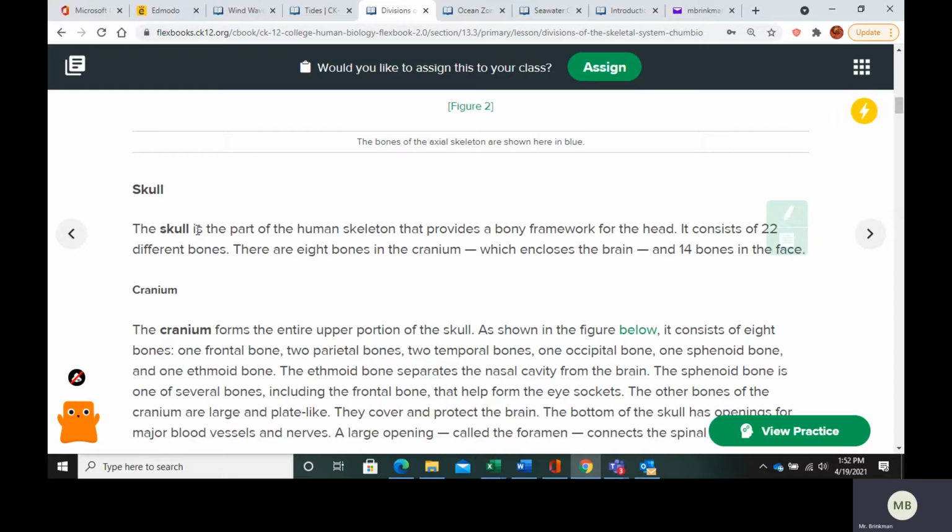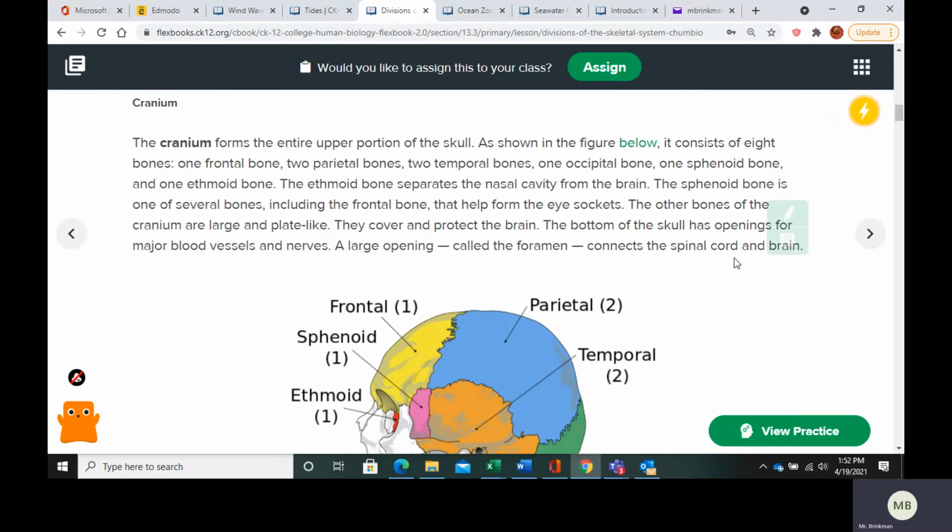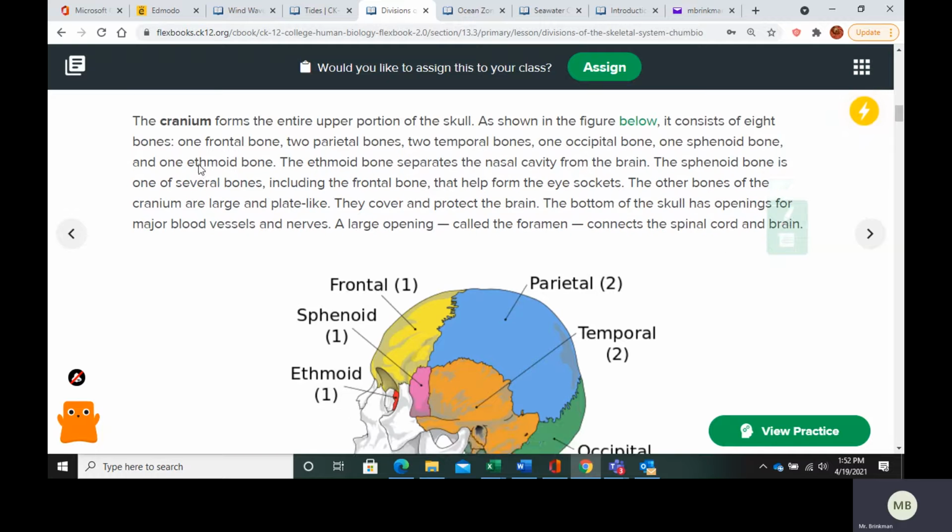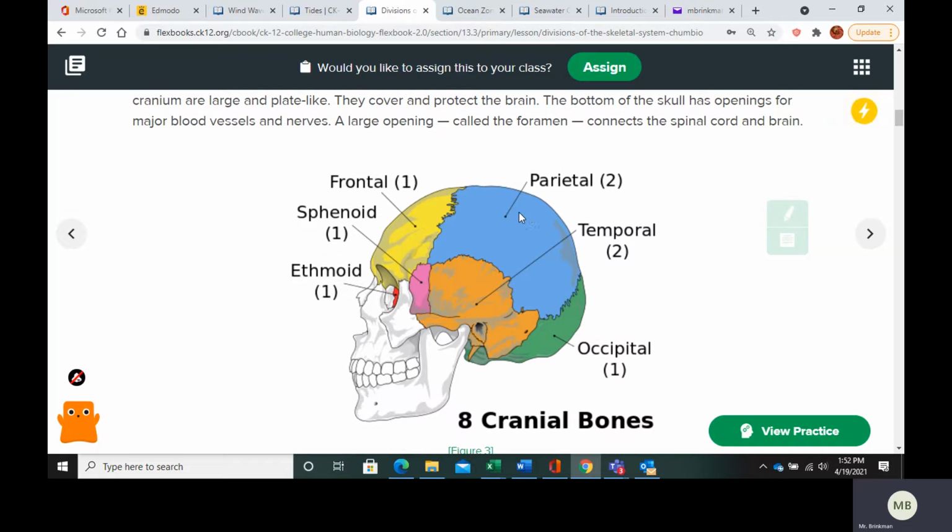The skull is going to provide the framework for your head, and it consists of 22 different bones. So there are 8 bones in the cranium, the part that is surrounding your brain, and then 14 bones in the face. The cranium is the upper portion of your skull, so it's going to consist of 8 bones. We have 1 frontal, 2 parietal, 2 temporal, 1 occipital, 1 sphenoid, and 1 ethmoid bone.